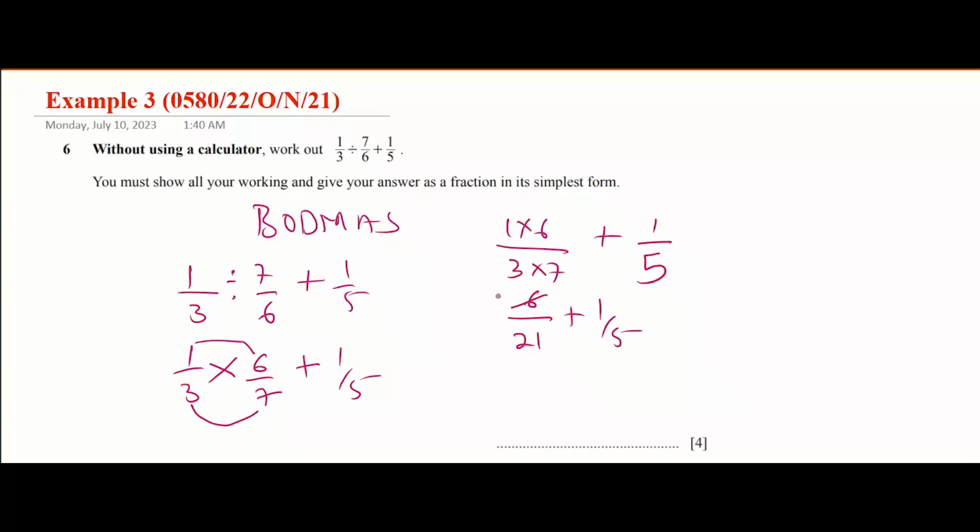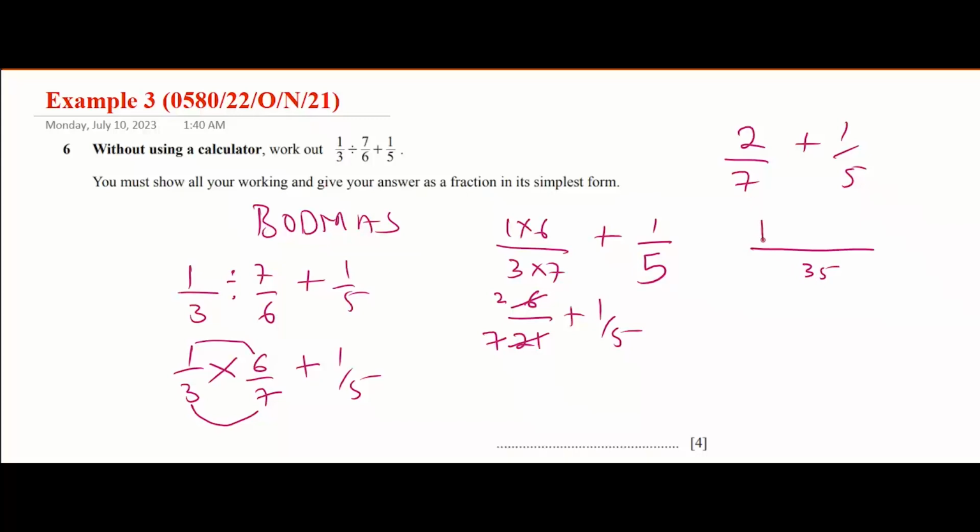3 goes in 6 2 times. 3 goes in 21, that's 7 times. So that means I have 2 out of 7. Then add 1 out of 5. So I can now proceed to simplify this. Using another method, let's multiply 7 by 5. That will be 35. So 35 divided by 7, that will be 5.